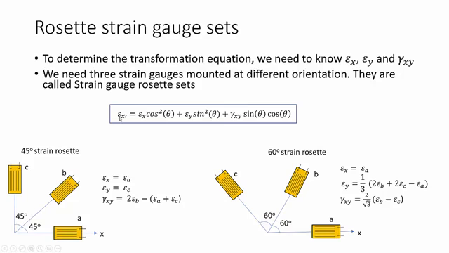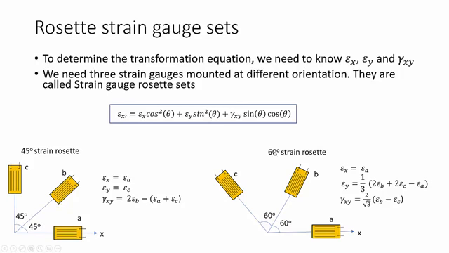Okay, so using this concept, in practice we have some set of strain gauge. They mounted at a certain structure, certain pattern. So the first structure, we call it strain rosette. The first rosette is 45-degree strain rosette. That is the angle between two strain gauge are 45 degree.